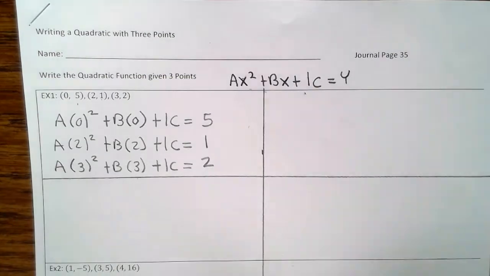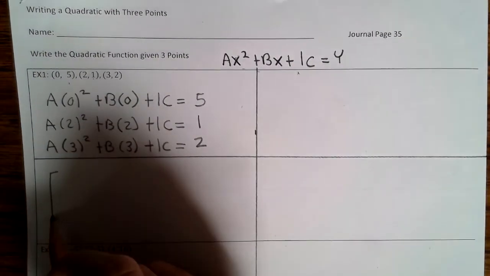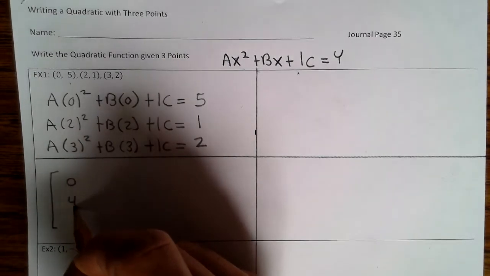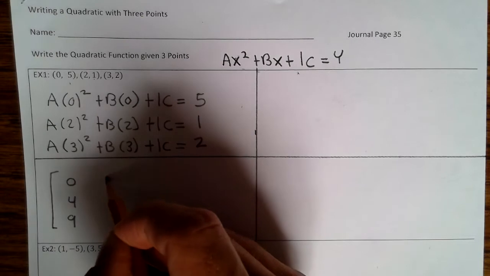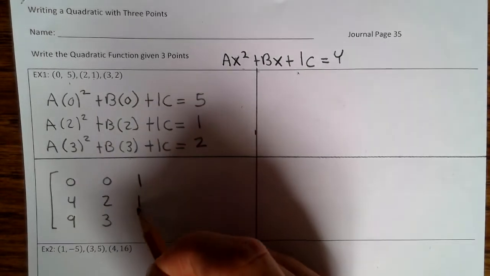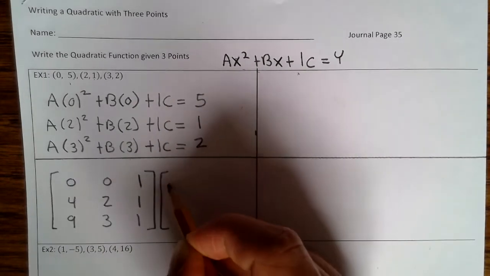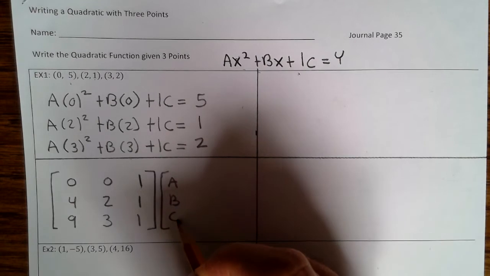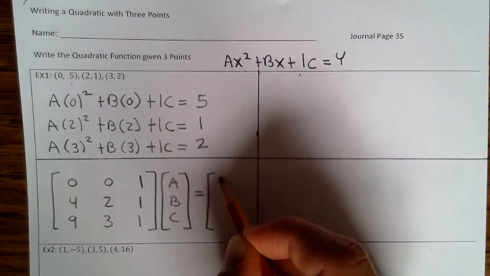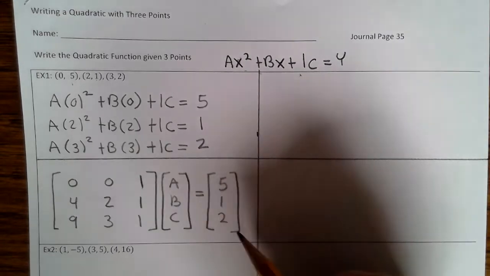Okay, so now let's write that as Ax equals B. So 0 squared is 0, 2 squared is 4, 3 squared is 9, and then 0, 2, 3, 1, 1, 1 times ABC equals 5, 1, 2. Okay?